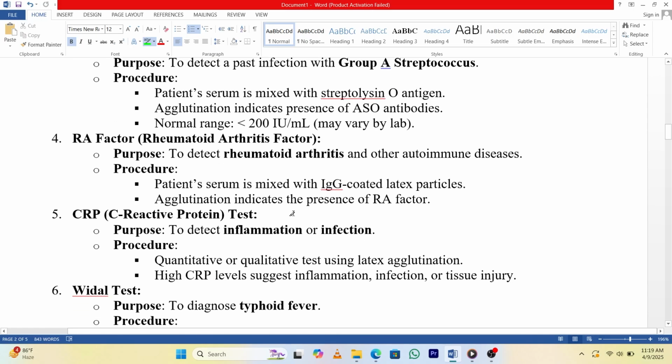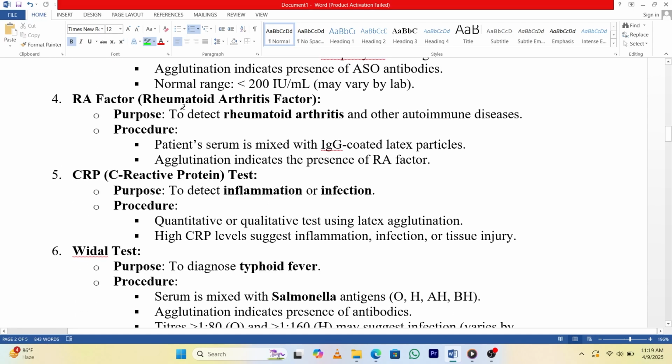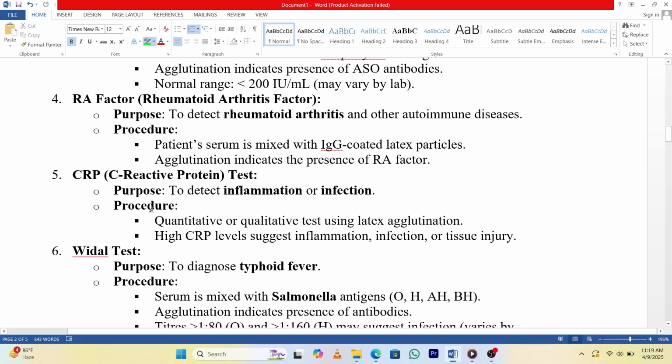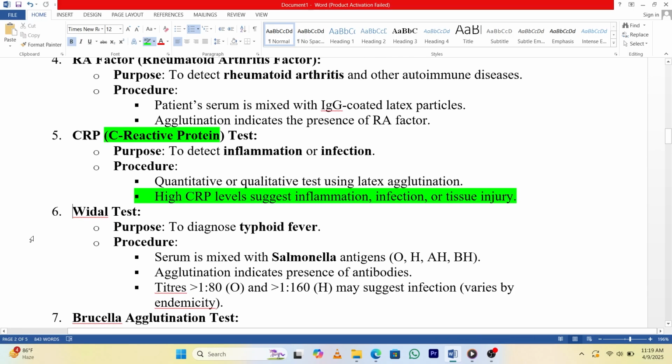4. RA factor, rheumatoid arthritis factor. Purpose, to detect rheumatoid arthritis and other autoimmune diseases. Procedure. Patient's serum is mixed with IgG-coated latex particles. Agglutination indicates the presence of RA factor. 5. CRP, C-reactive protein, test. Purpose, to detect inflammation or infection. Procedure. Quantitative or qualitative test using latex agglutination. High CRP levels suggest inflammation, infection, or tissue injury.